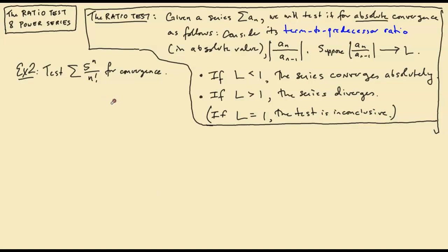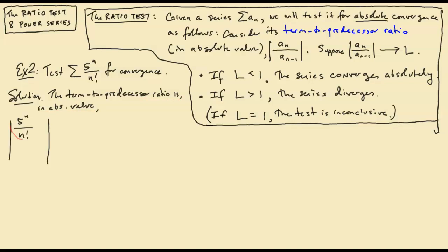But back to the task at hand. This is certainly not a geometric series. But maybe it approaches one in the long run. That's what the ratio test will help us find out. The term-to-predecessor ratio is, in absolute value, well, here's the general term, 5^n over n factorial. We're taking the term-to-predecessor ratio. Everywhere we had n before, we're just substituting in n minus 1. And of course, we can simplify this thing greatly.